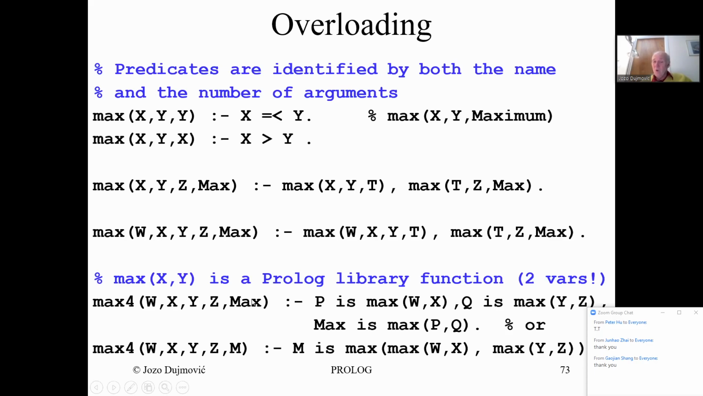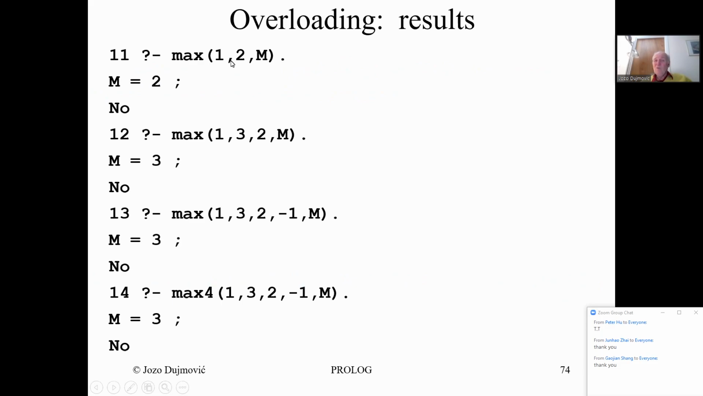Okay? Or you can say M is max of x, y, max of y, z. You can write it in this way. These are based on a library function. If you use this function here, this is not a library function. It has 3 arguments, and this is a homemade maximum. All this works fine. So maximum of 1, 2 is M. M is 2. That's what PROLOG is answering.